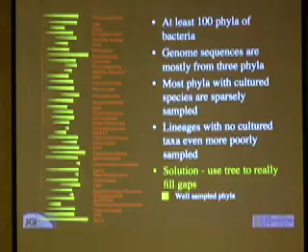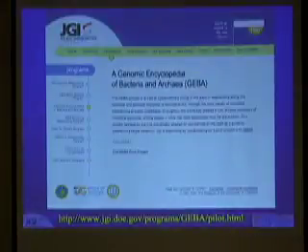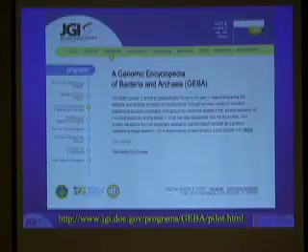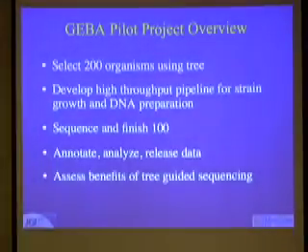And basically the idea was to use the tree not just to pick individual representatives of phyla, but to really guide the sequencing of genomes. And so we started at JGI this pilot project that we called the Genomic Encyclopedia of Bacteria and Archaea. Basically the goal of this project was to do a better sampling from across the bacterial and archaeal tree, and to then test how beneficial this sampling would be for a variety of purposes in studying bacterial and archaeal genomes.